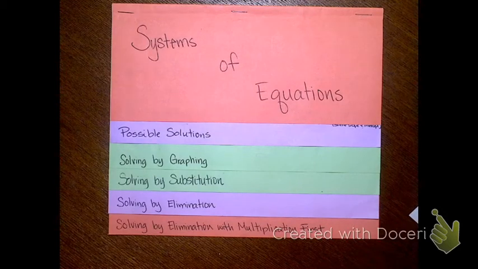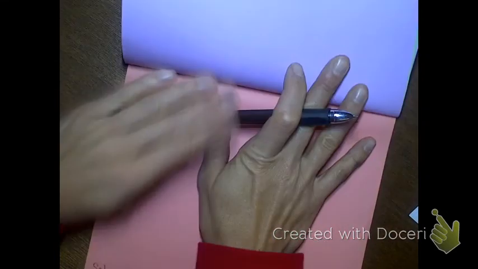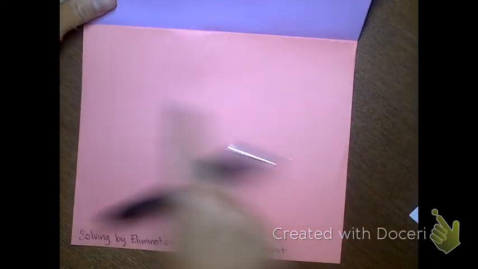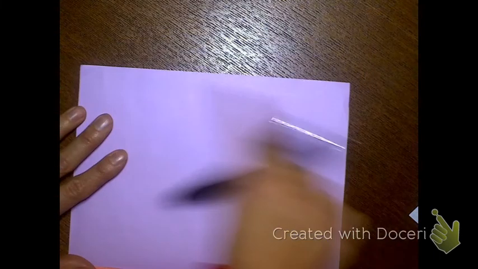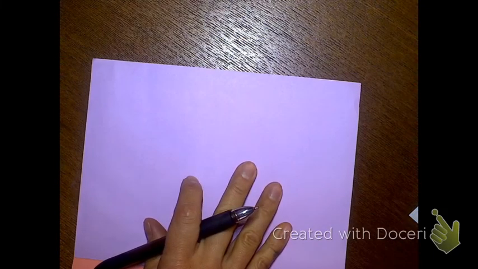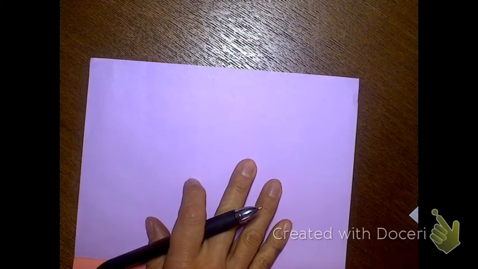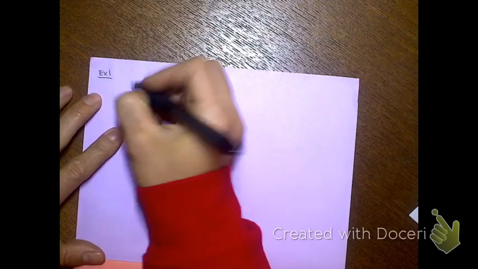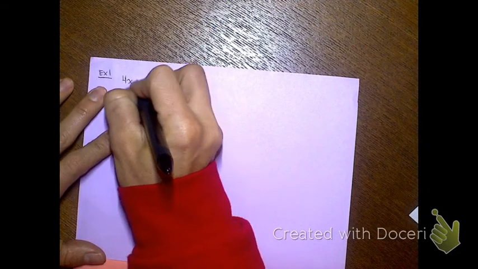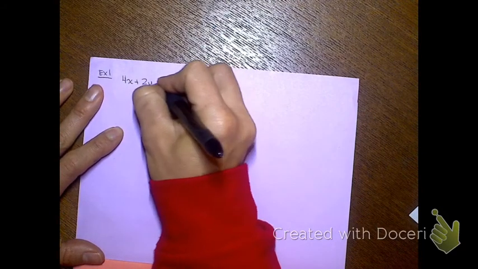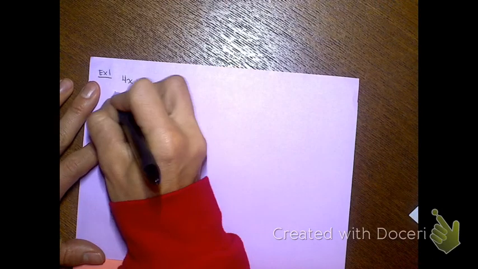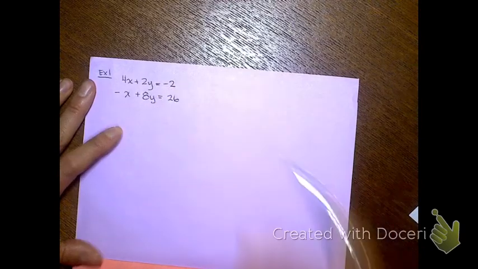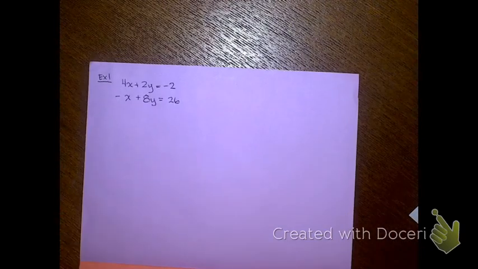Okay, let's take a look at the first example. We're going to do four total examples. So I'm going to have you do two on the top and then two on the bottom. We're going to do example one and example two up here on the top. All right, so here's your first example. Go ahead, write that one down.